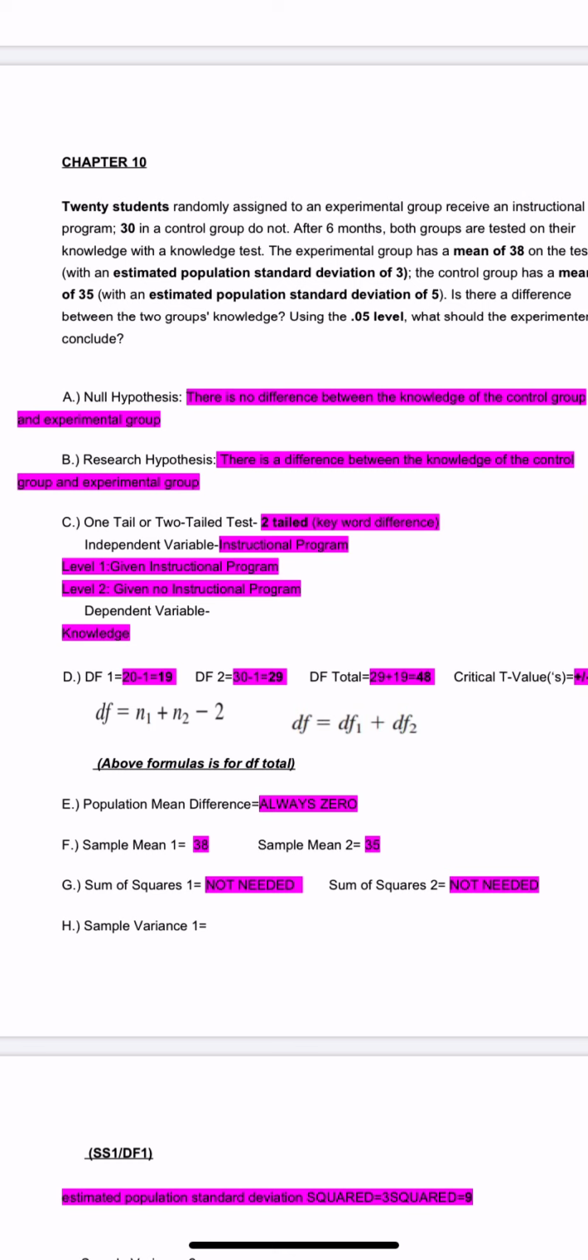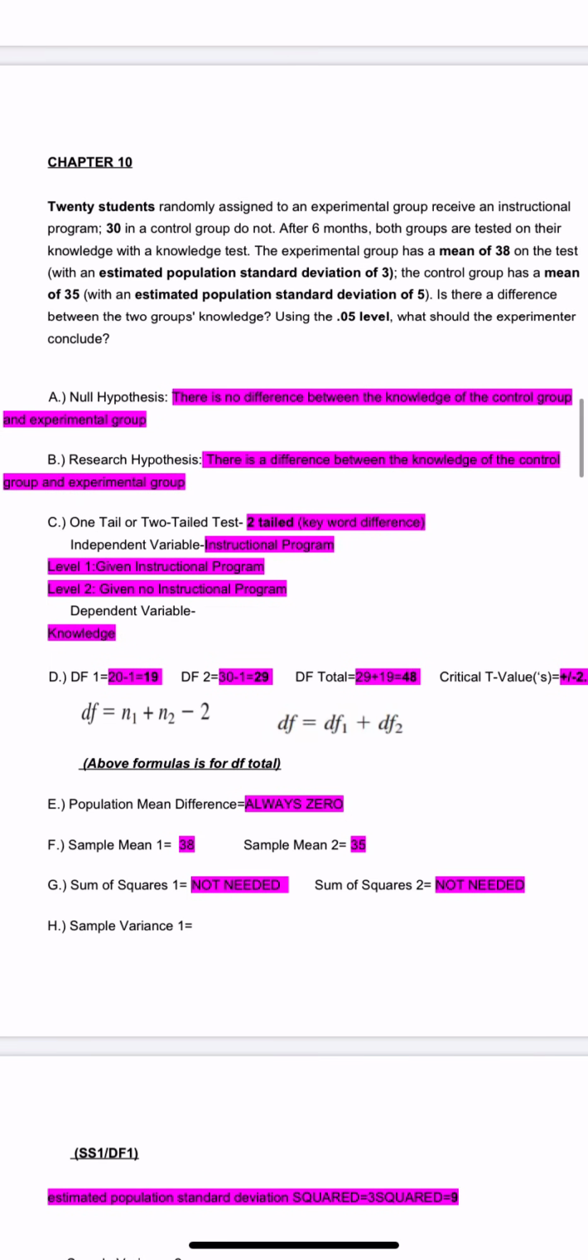Independent variable is the instructional program, and the two levels are you're either given the instructional program or you're given no instructional program, and the dependent variable is the measured variable, and what is being measured is knowledge. Degrees of freedom, unlike the first question, there are not even equal-sized groups, right?